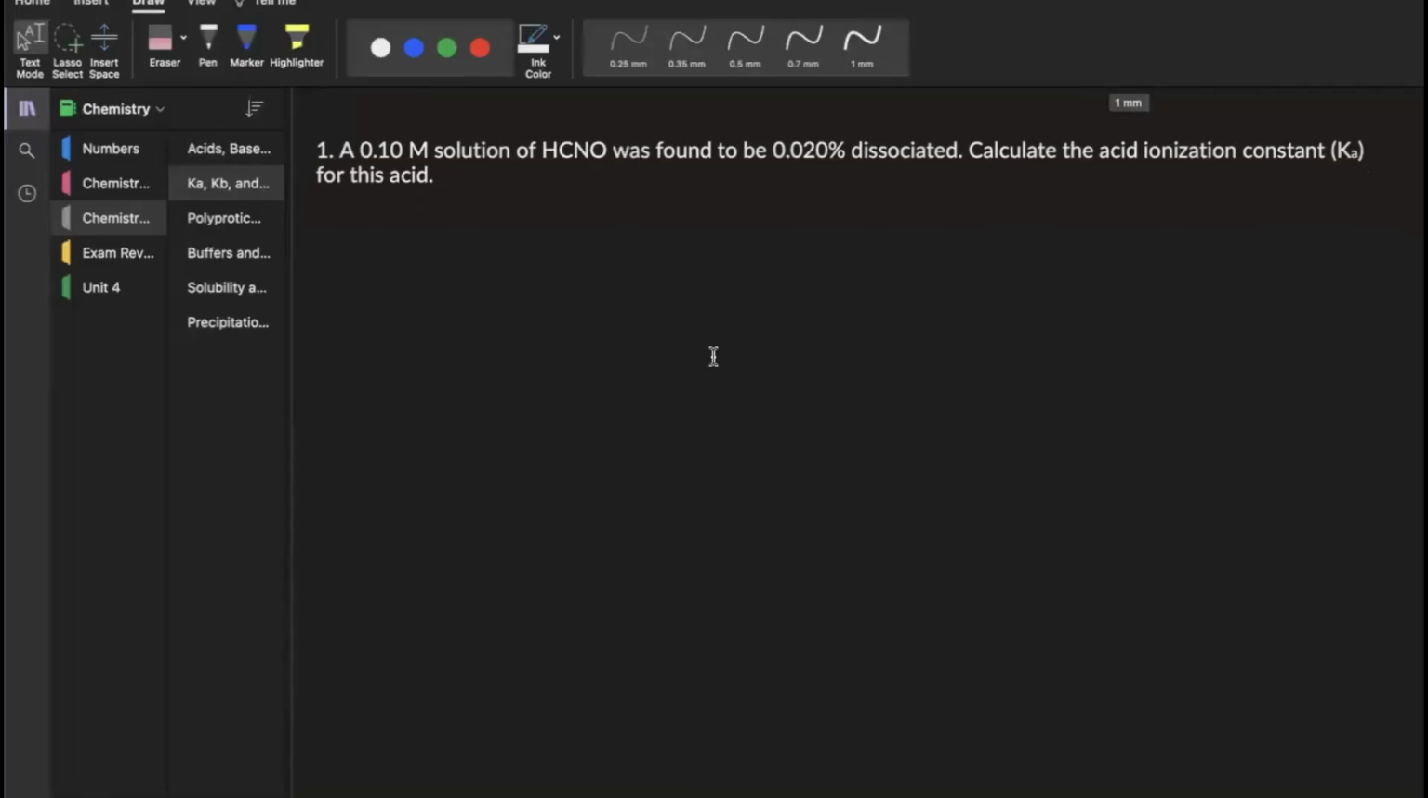Okay, so for the first problem, we have a 0.1 molar solution of HCNO that was found to be 0.02% dissociated. Calculate the acid ionization constant Ka for this acid. This is a little bit different of a problem, but it's going to line up for an example that we're going to do later.